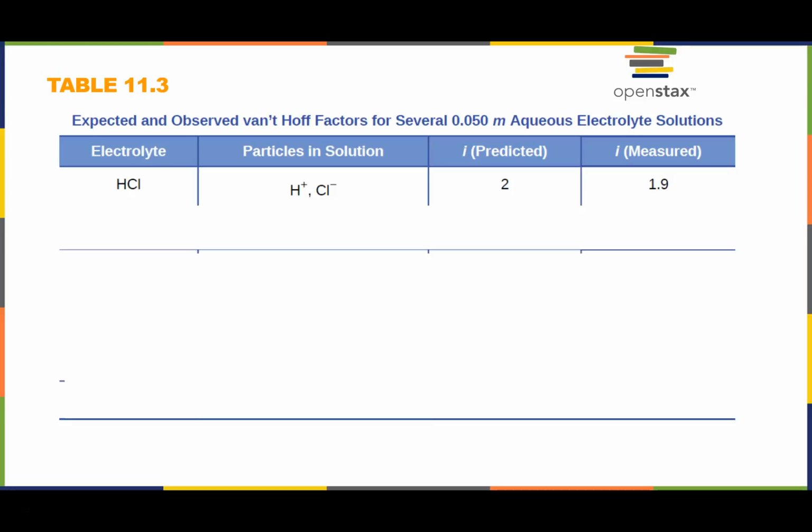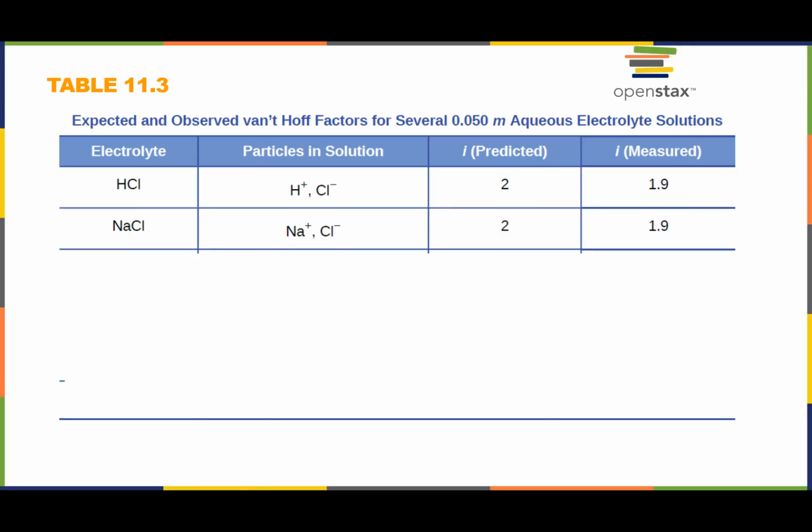HCl will dissolve and give you two particles, right? The predicted van 't Hoff factor is 2. What was observed or measured was 1.9, so a little reduced. Now, this is all relative to a 0.050 molal solution of, in this case, HCl. So in other words, we didn't quite get the independence of particles that we were after.